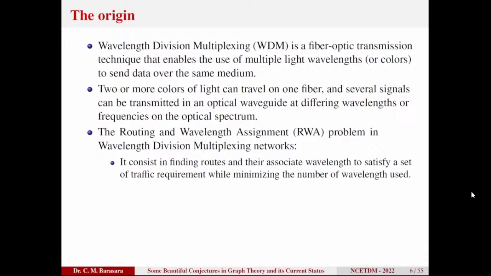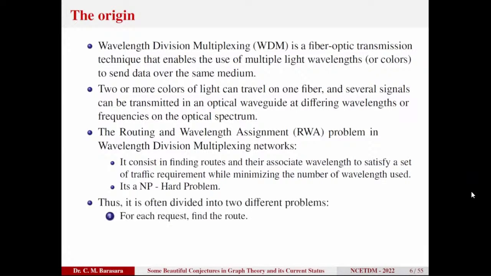The problem we are having here is called the routing and wavelength assignment problem, which is shortly known as the RWA problem in wavelength division multiplexing networks. It consists of finding routes and their associated wavelengths to satisfy a set of traffic requirements while minimizing the number of wavelengths used. And it has already been proved that the RWA problem is NP-hard.